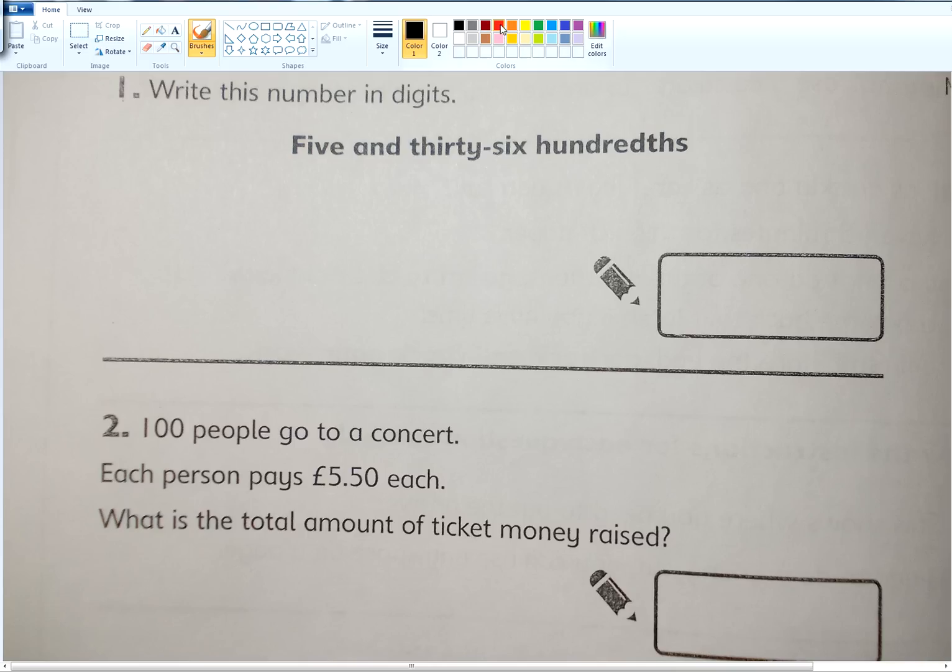Let's change to a nice color. So the 5 is 5 whole, and 36 hundredths would normally look like this. As we said previously, here's the 5, and the 36 hundredths will look like that. Now, 36 hundredths, 36 divided by 100, will give you what? 0.36. And then you put the 5 with it, so that will give us an answer of 5.36. So 5.36 will go in here.